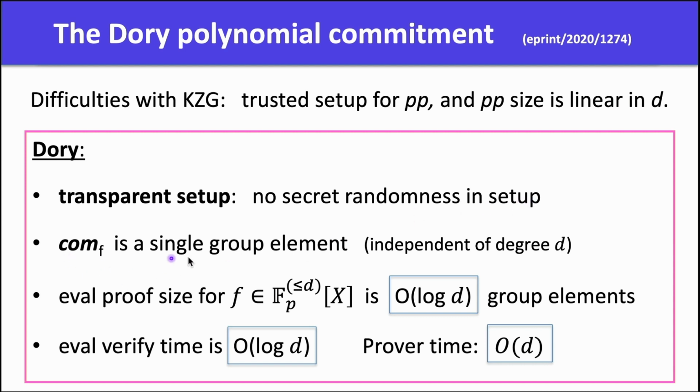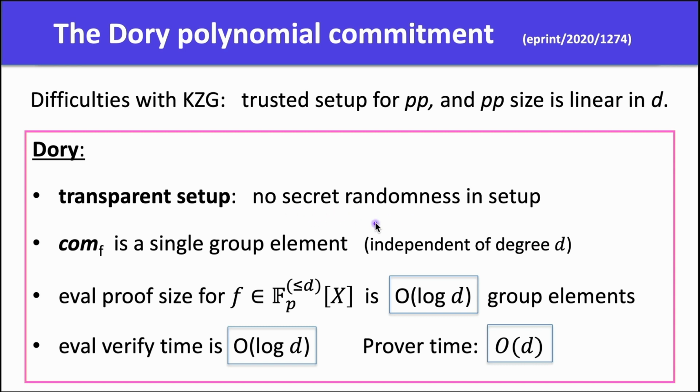The commitment string is still a single group element, just like in KZG. The evaluation proof and evaluation time is a little bit worse than KZG. Remember, in KZG, the evaluation proof and verification time were constant. Evaluation proof was 1 group element, and verification time was a constant number of group operations. In Dory, this is replaced by logarithmic proof size and logarithmic verification time, which is still quite good. So I just wanted to mention that Dory exists as a possible replacement for KZG. Proof size and verification time is not as good as KZG, but the benefit is that we eliminate the trusted setup and the public parameters that are generated by the trusted setup.